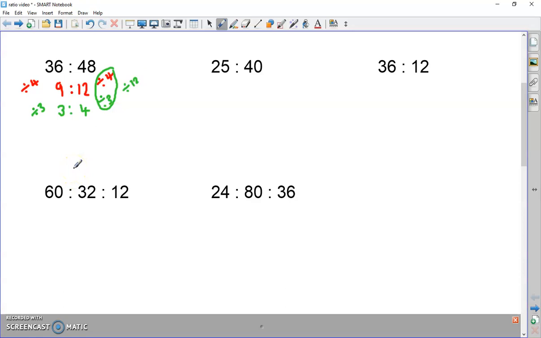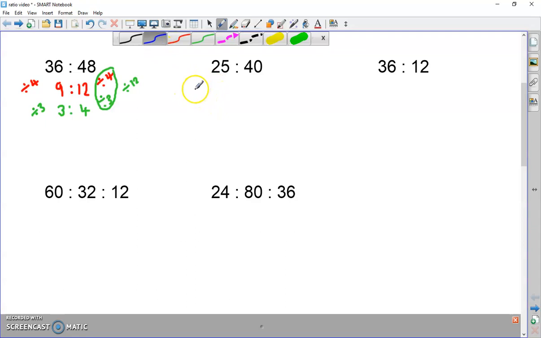If you pause the video, see if you can simplify the other four. Find something they all divide by, and then I'll talk you through them quite quickly and we'll see if we got the same right answer. So pause the video now and have a go. Right, let's go through these quickly then.